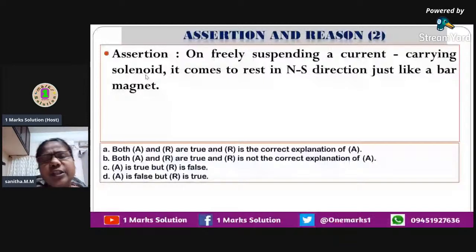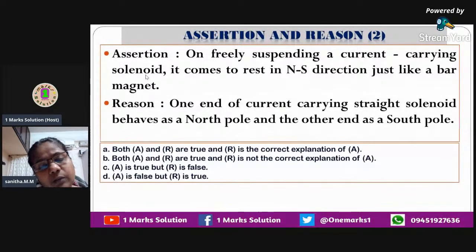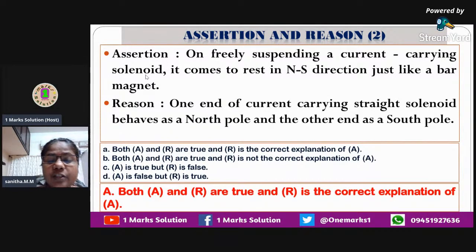Now we can go for this. Assertion is absolutely correct. Now we'll go for the reason. One end of the current carrying straight solenoid behaves as its north pole and the other end as a south pole. Yes, that is why it is always pointing north-south direction. So here assertion and reason are true and the reason is the correct explanation for the assertion. One more thing I want to point out. When a current is flowing through a conductor, that means a straight solenoid or any conductor, we get a magnetic field. That is why one end will act as north pole and the other as south pole, just like a bar magnet. So here the answer is A.